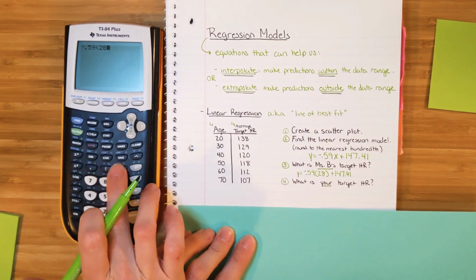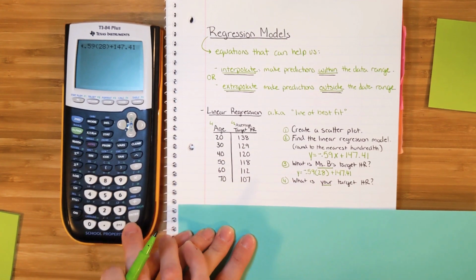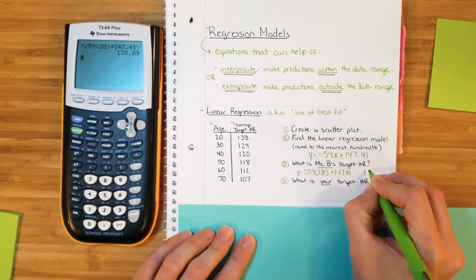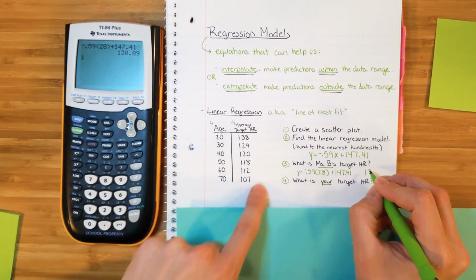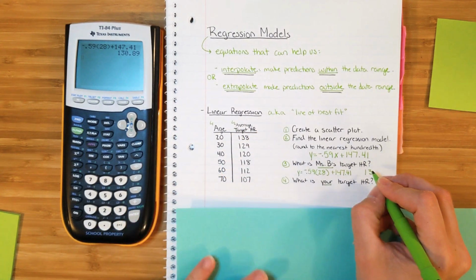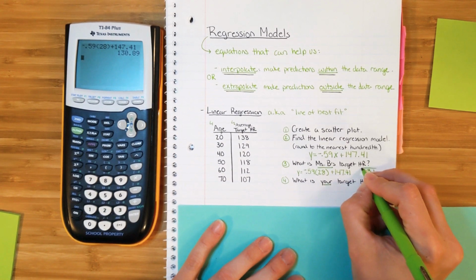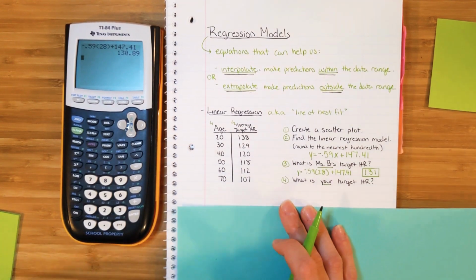-0.59 times 28 plus 147.41. Okay, and it thinks that my target heart rate should be about 130.89. I'm going to round, like these are rounded to the nearest whole beat per minute, and I'm going to say 131. Okay, so what I want you guys to do, the next question is, what is your target heart rate?